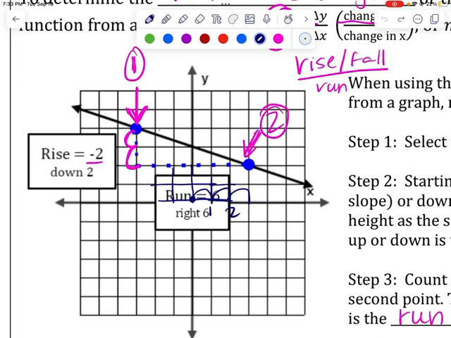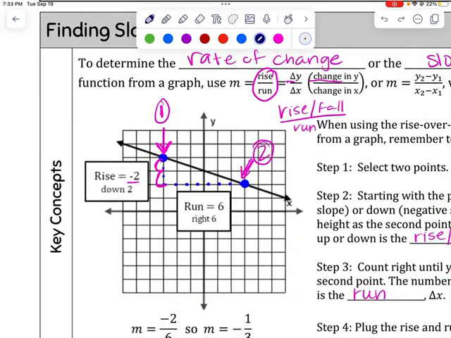That's why right here I'm saying my fall is 2. And now my run, we're going to count it out. Let's see what my run is.